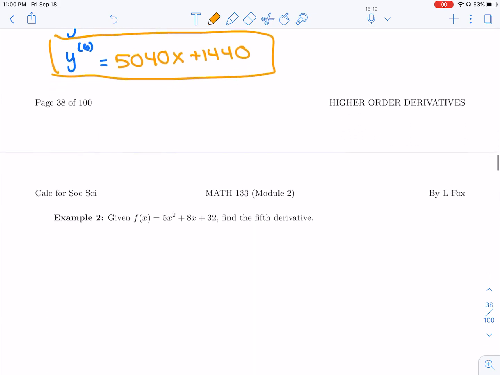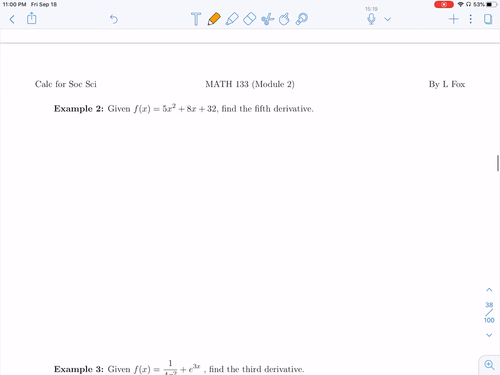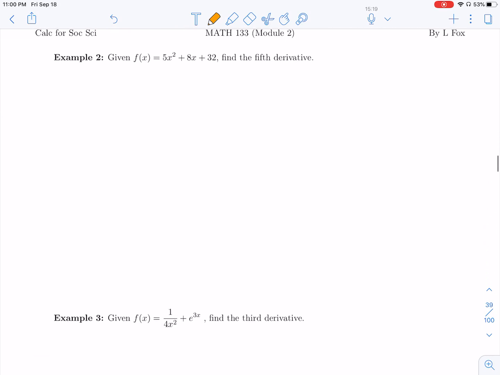Okay, so maybe pause the video and try the next one if you want to. I'm going to work on it here. I'm taking the derivative of 5x squared plus 8x plus 32, and you could probably find this on your own. I'm going to find the fifth derivative. I'm pretty good about labeling, so I'm not going to label them ahead of time, but you can definitely use that method if you like it.